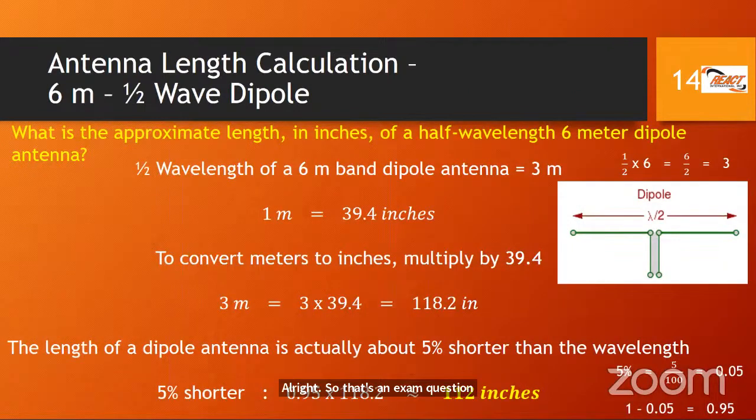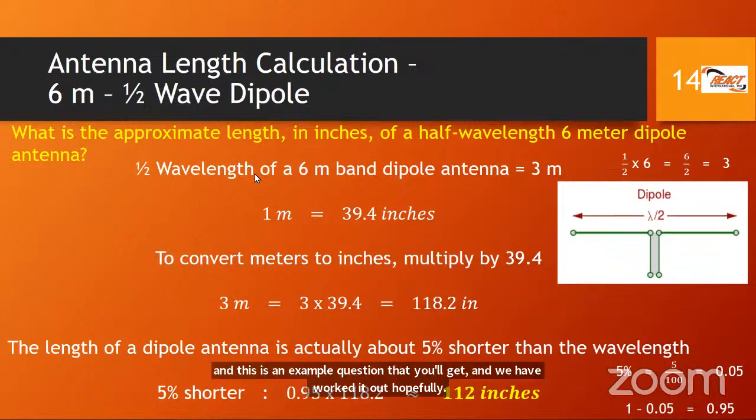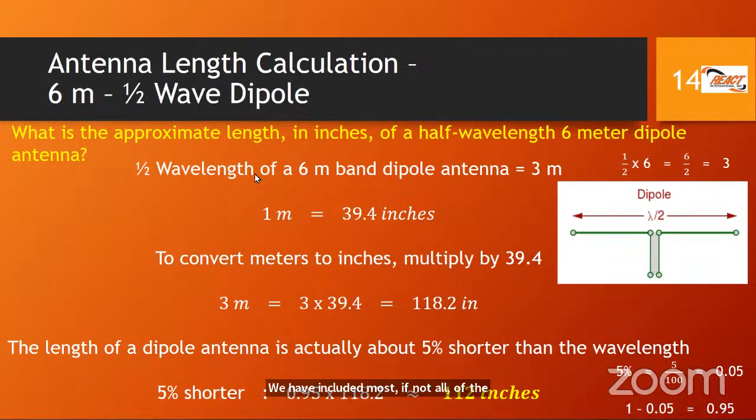So let's make it real by doing a calculation here again. In a way, it's about constructing an antenna. And this is an exam question that you'll get, and we have worked it out. Hopefully we have included most, if not all, of the steps needed to understand this question, right? So let's deal with the question. All right. So what is the approximate length in inches of a half wavelength 6-meter dipole antenna?